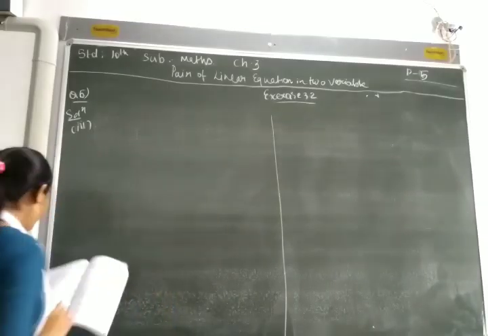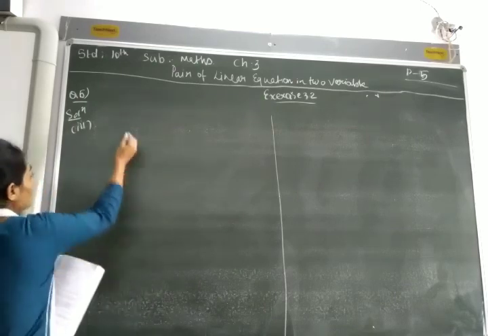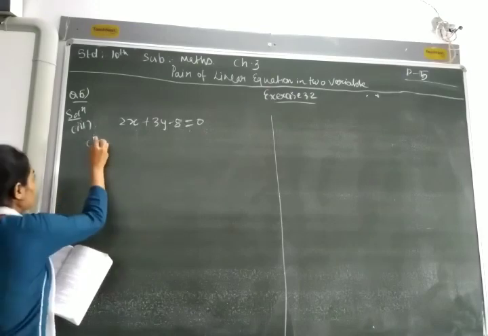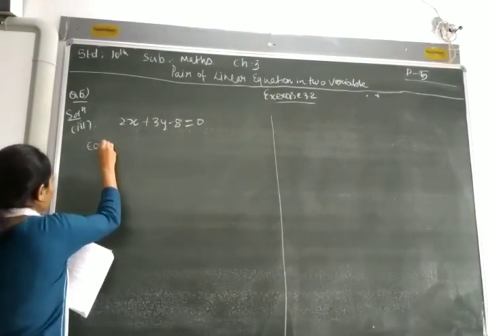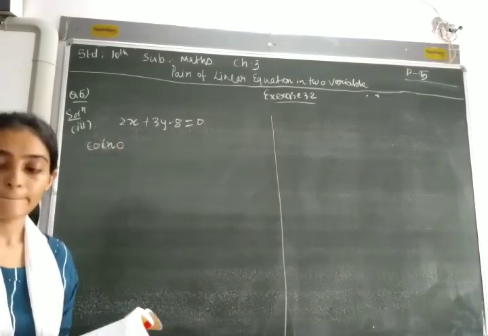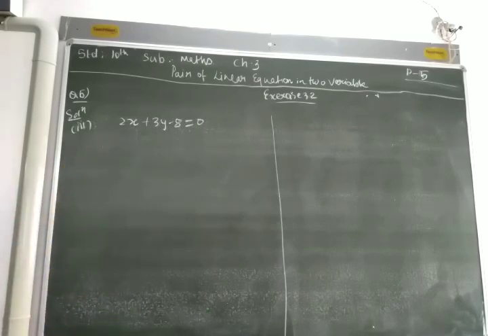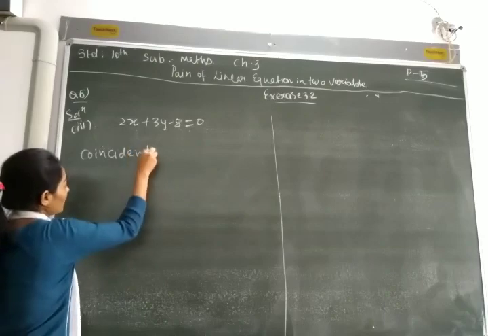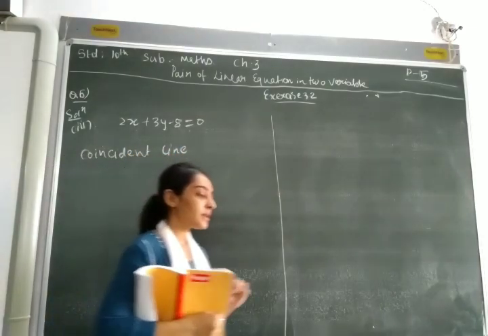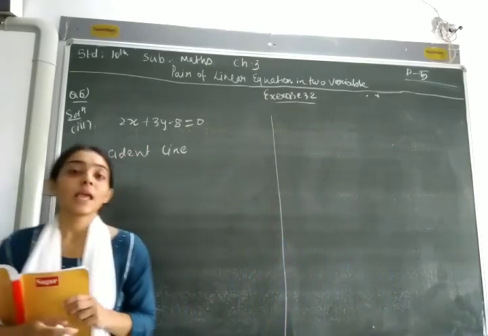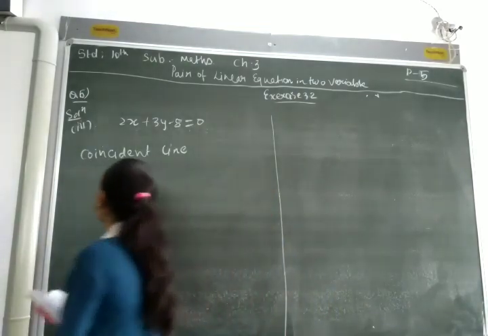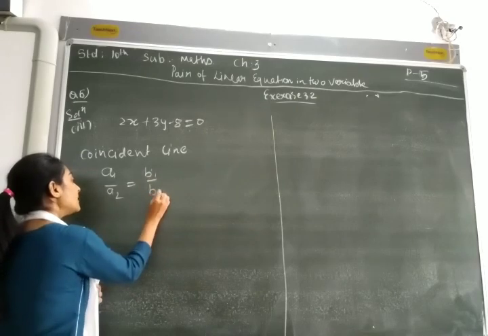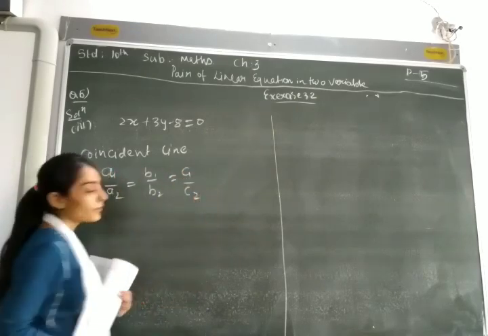Okay. So further we have to find a coincident line like this. So 2x plus 3y minus 8, this one is my first equation. Now the problem is coincident lines. See, coincident lines means both lines lie on each other. It means they depend on each other. Okay. So we know that the relation should be a1 upon a2 equals b1 upon b2 equals c1 upon c2.